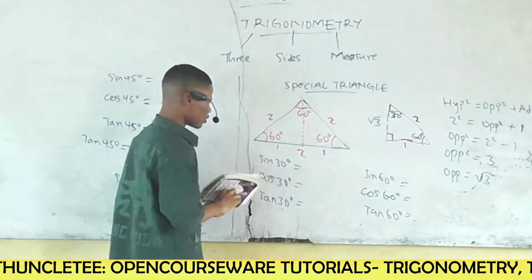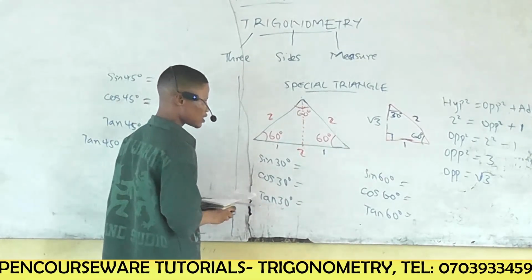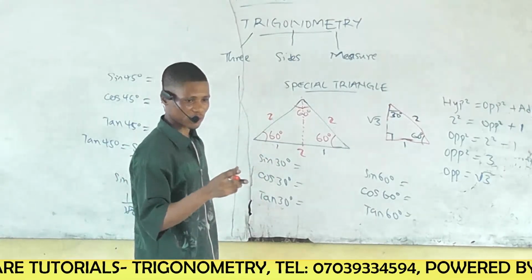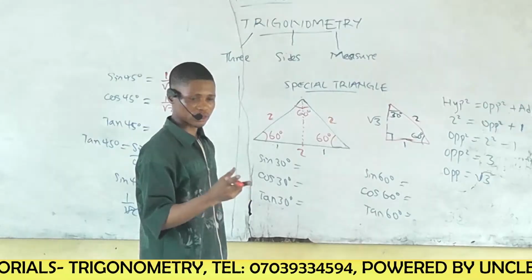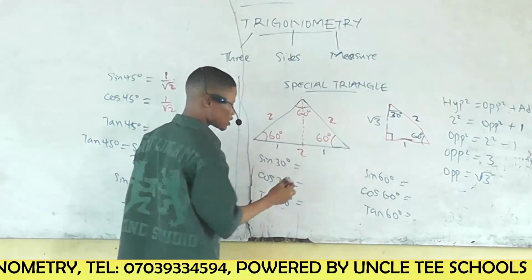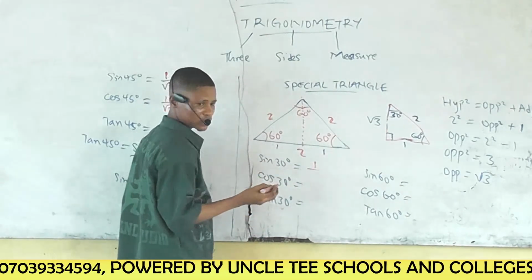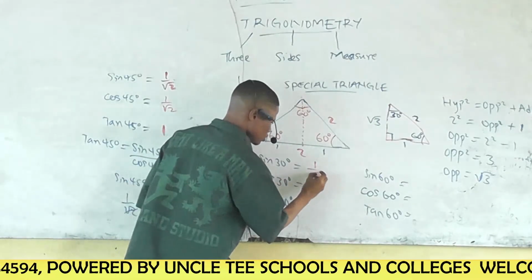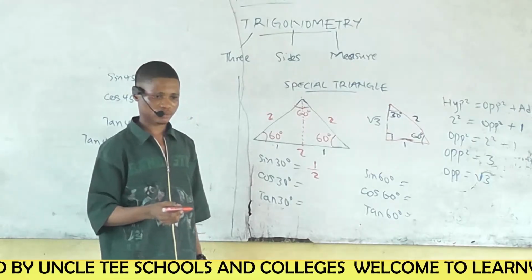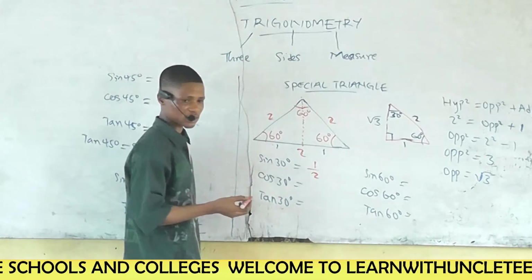So, for you to get sine 30 degree, sine 30 degree will be opposite over hypotenuse. Ordinate over hypotenuse is still the same thing. So the opposite here is 1, and the hypotenuse is 2. So you have 1 over 2. Do you get that?